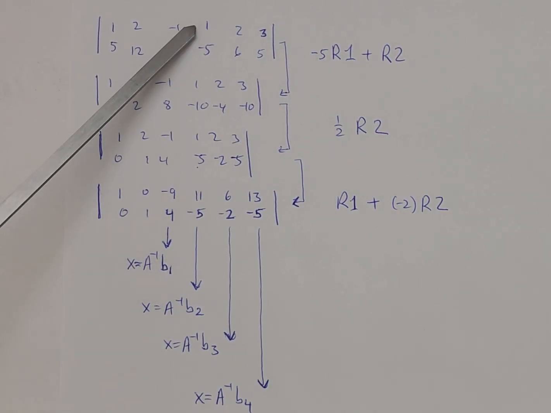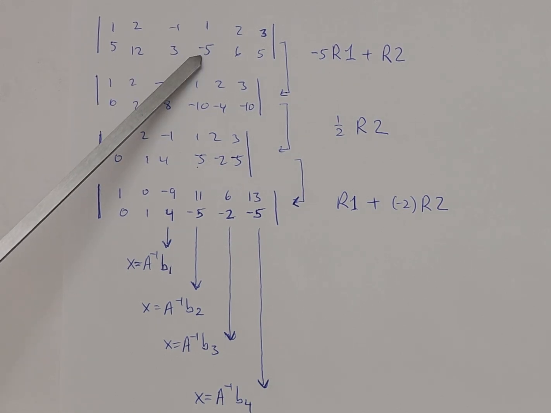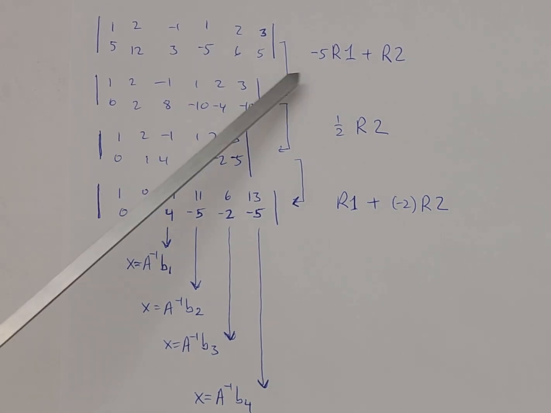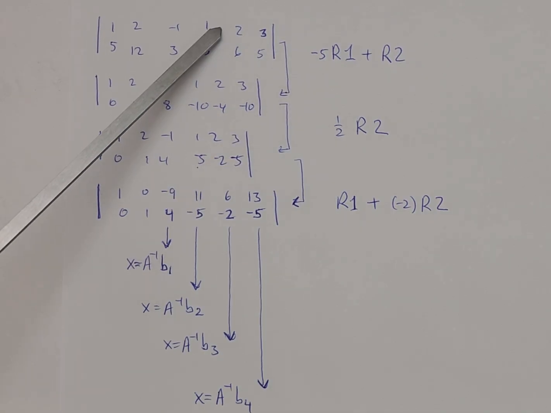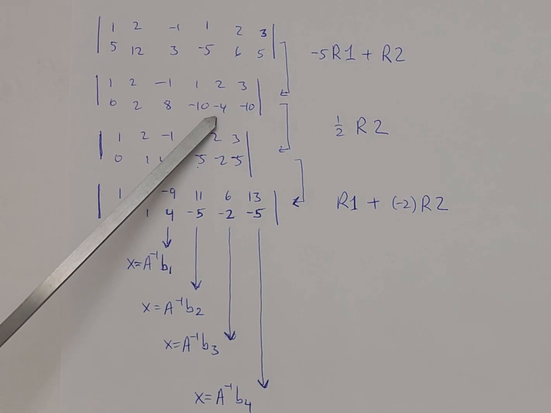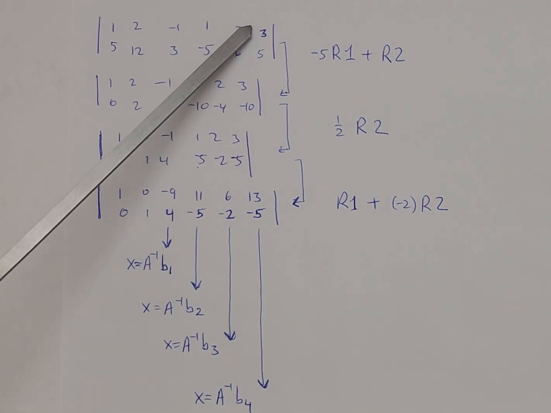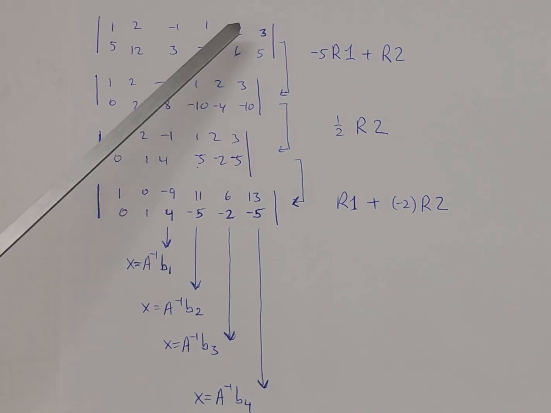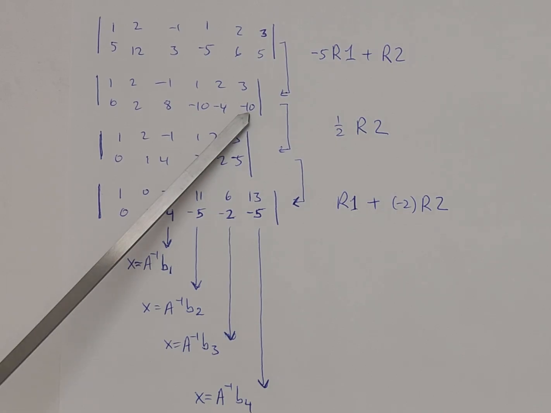Negative 5 times 1 is negative 5. Negative 5 plus negative 5 gives me negative 10. Negative 5 times 2 gives me negative 10, plus 6 gives me negative 4. Negative 5 times 3 gives me negative 15, plus 5 gives me negative 10.